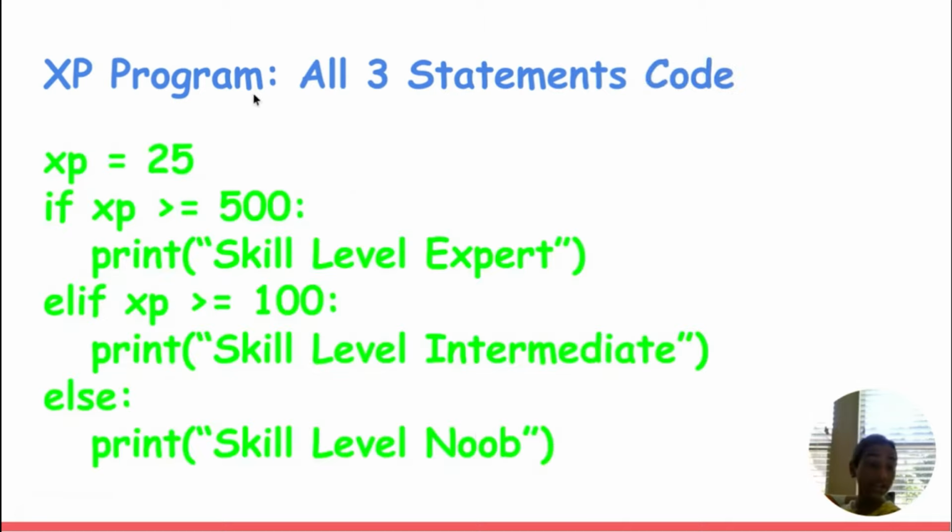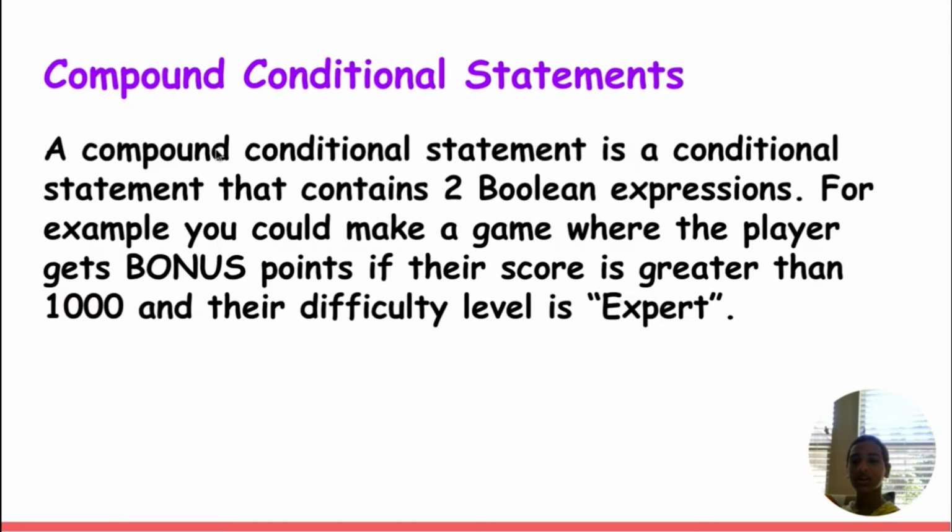XP equals 25. If XP is greater than or equal to 500, print expert. It's not going to print expert. Elif XP is greater than or equal to 100, print intermediate. Else, print noob. It's going to print noob because your XP is only 25 and it doesn't fit any of these categories except the else.